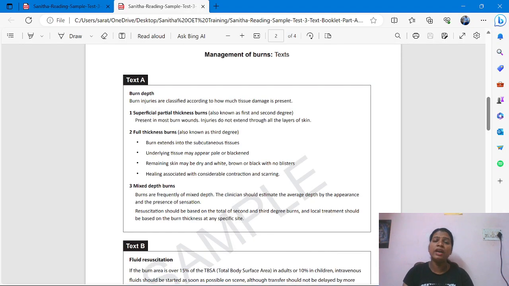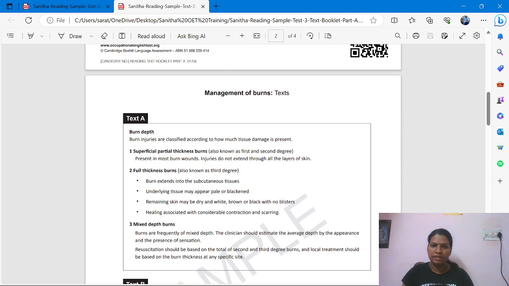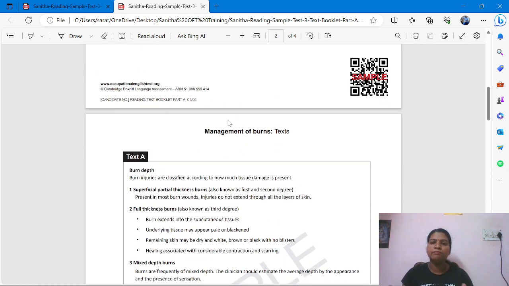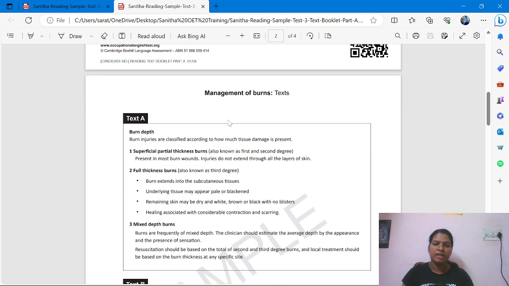Now we are going to do a text. This is one of the tests, on the management of burns. I have taken this sample test from the official website. Here is what you have to do. You will get the question booklet. Just relax, pray to God and open the book.